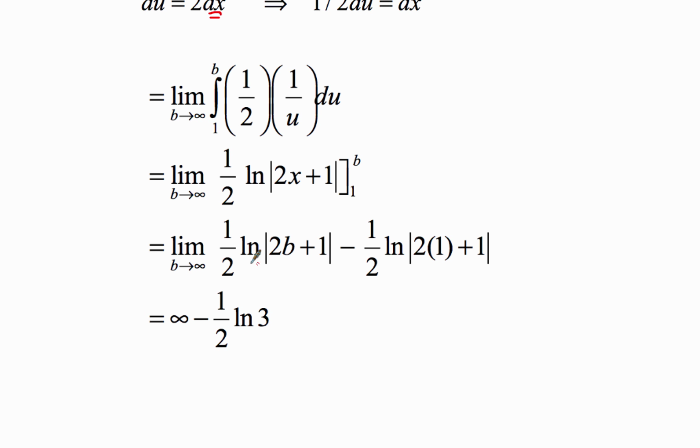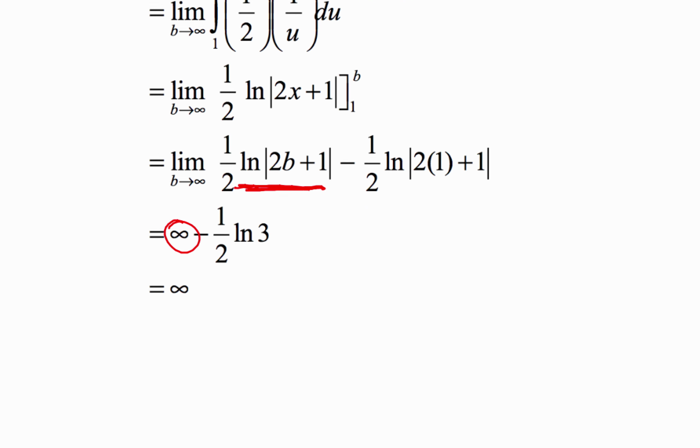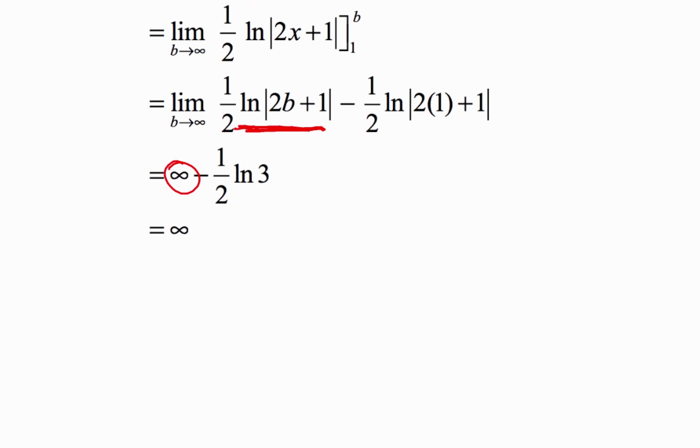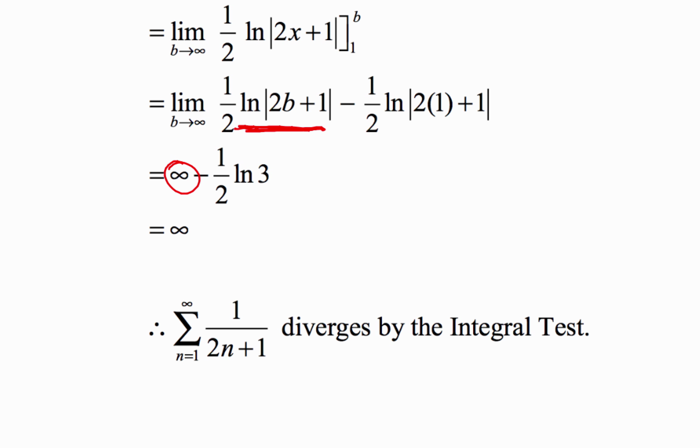So the limit of this first piece right here, all of that, as b goes to infinity, natural log of infinity, well, that's just going to be infinity. That's huge. And then, of course, you've got 1/2 natural log of 3, so you're going to be subtracting that. And any time that you have infinity minus another number, of course, that's just going to give you infinity. If you determine that the answer is infinity, then that means that the series from n equals 1 to infinity of 1 over 2n plus 1 is going to diverge by the integral test, because we didn't get a number, we got infinity, and infinity is not a number, so therefore this diverges by the integral test.